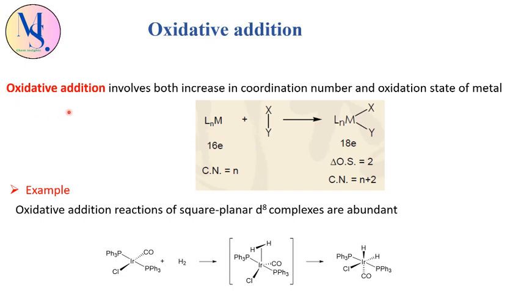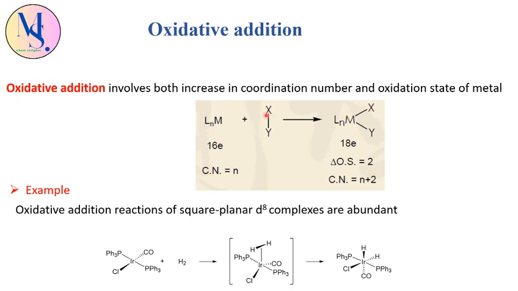Oxidative addition reactions involve both increase in coordination number and oxidation state of metal. For example, this is an organometallic compound with 16 electrons of central metal atom, and this is a new compound or ligand which is to be added into this compound. So when this is added to this compound, its bond is broken and each part is added individually.